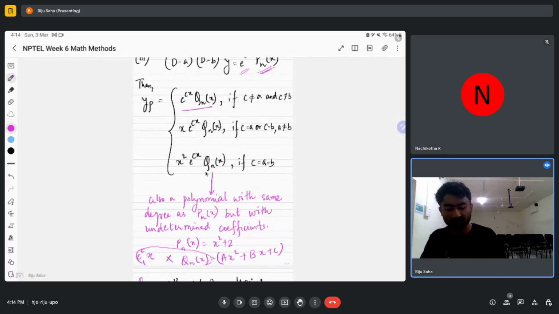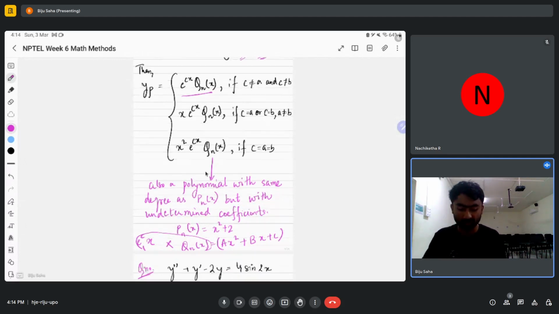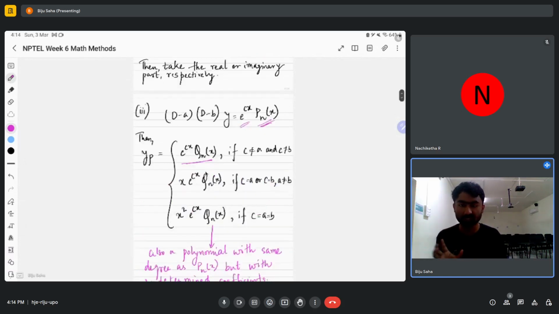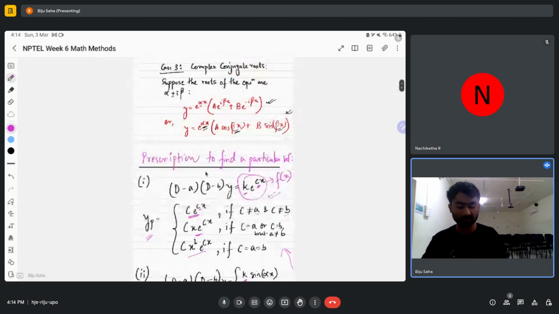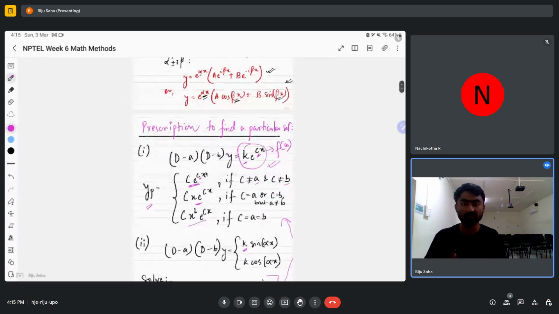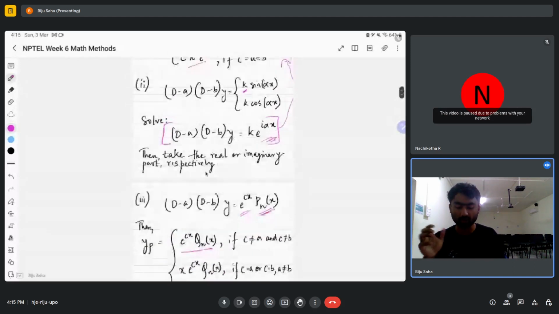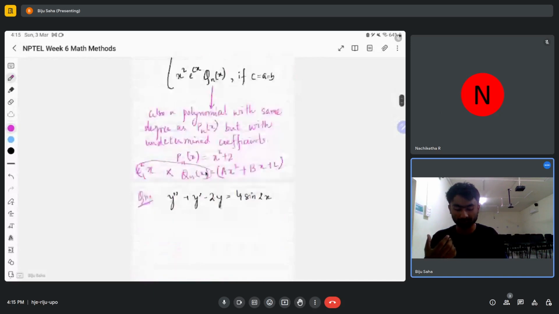Likewise, similarly, when three of them are equal, then you have x square e to the power cx into Qnx. So these are some special cases of the inhomogeneous differential equation where fx has this exponential form. This is a prescription that might help you achieve the solution very quickly. So let's take one particular case among these various possibilities and see how we solve it.